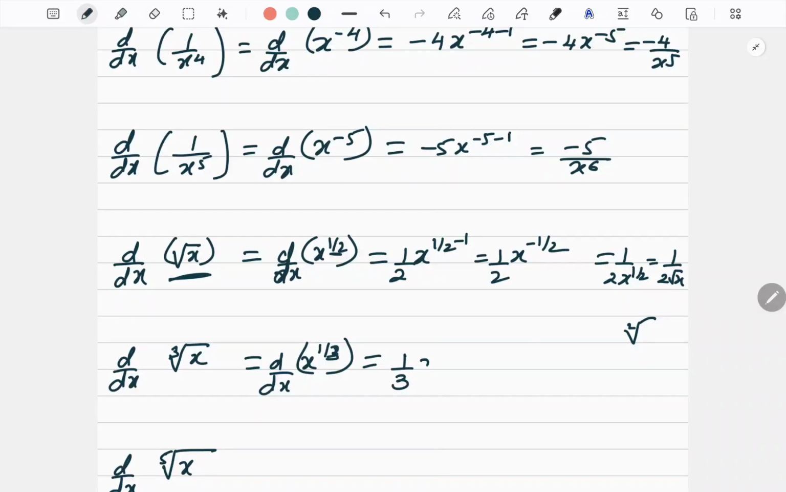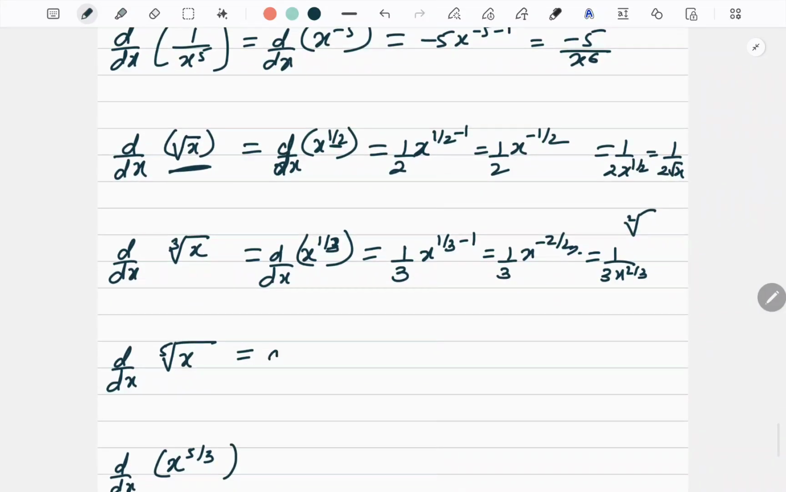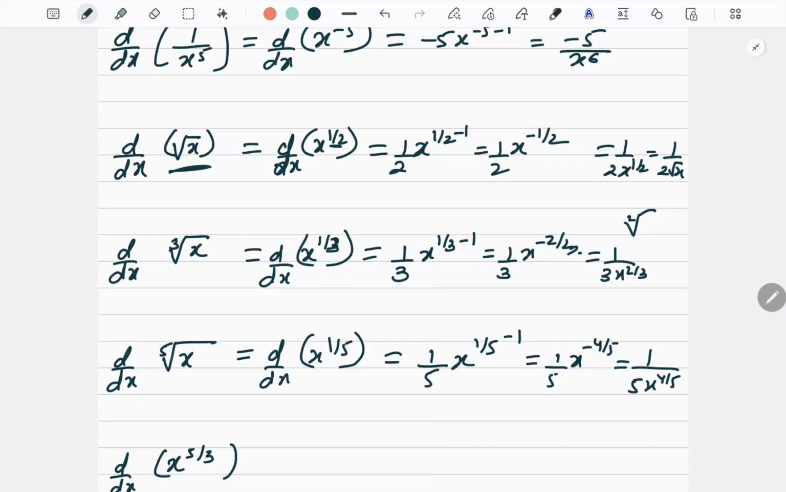So it will be 1 by 3 x to the power 1 by 3 minus 1. So this will become 1 by 3 x to the power minus 2 by 3, so it will become 1 by 3 x to the power 2 by 3 in the denominator. Correct? Now, next is d by dx of x to the power 1 by 5. So that means 1 by 5 x to the power 1 by 5 minus 1. So this will become 1 by 5 x to the power minus 4 by 5, so 1 by 5 x to the power 4 by 5 in the denominator.